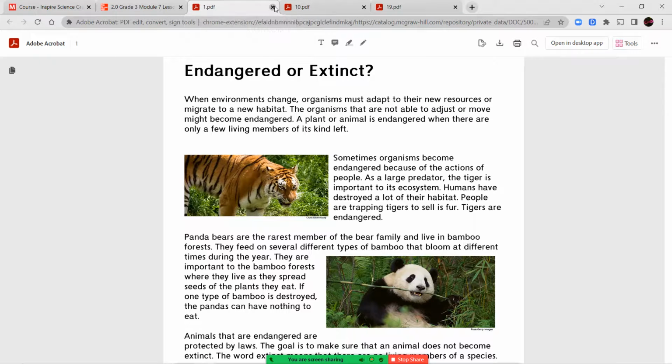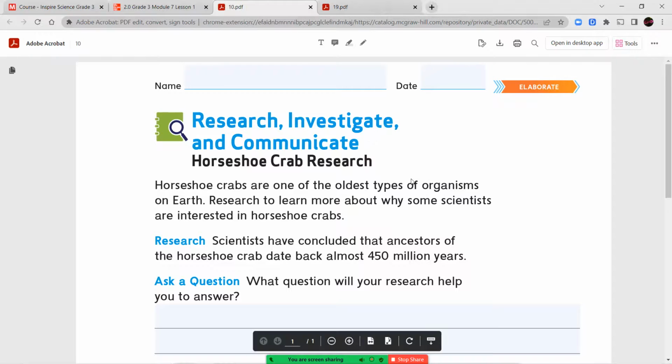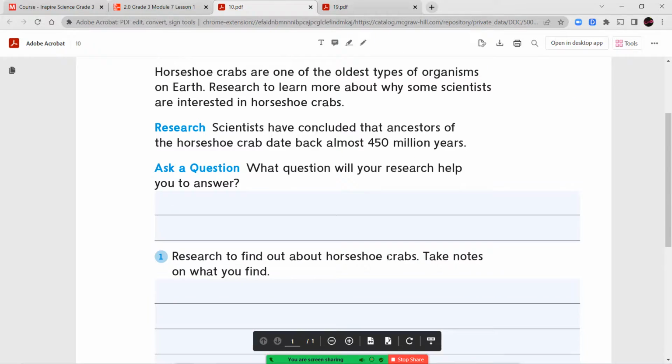Now that we're done with that section, we're going to go ahead and jump into our next set of pages. It says research, investigate, and communicate. You're going to do some research on horseshoe crabs. Horseshoe crabs are one of the oldest types of organisms on Earth. Research to learn more about why some scientists are interested in horseshoe crabs. Scientists have concluded that the ancestors of the horseshoe crab date back almost 450 million years.